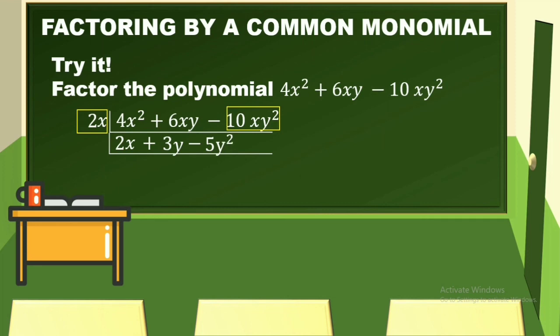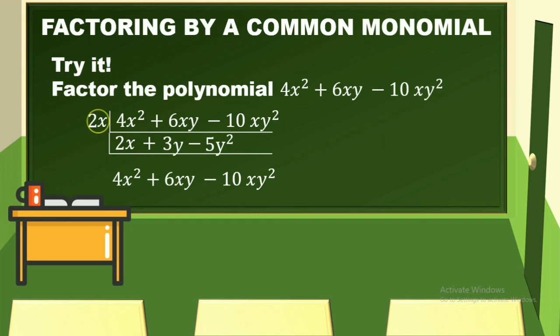You get it? Now let us proceed to the second expressions that we have here. So we have 2x plus 3y minus 5y squared. Is there any number that we can divide to 2, 3, and 5? Meron pa ba? So wala na. So therefore, let us proceed to the factors of this trinomial.